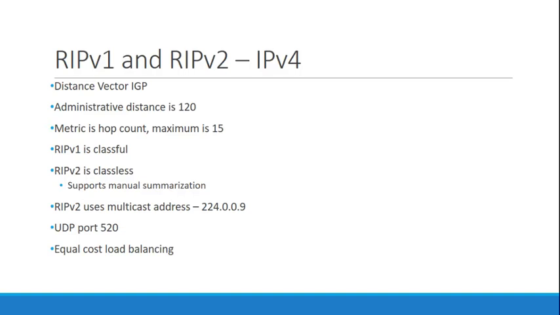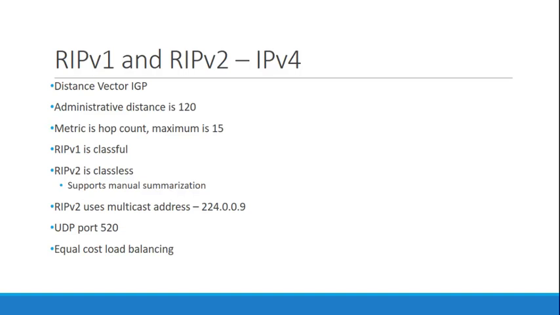The metric that RIP uses is hop count, which is the number of routers it goes through. So every time it goes through a router, that's a hop. Its maximum is 15, so anything beyond 15 is considered dead. You won't be able to get there.